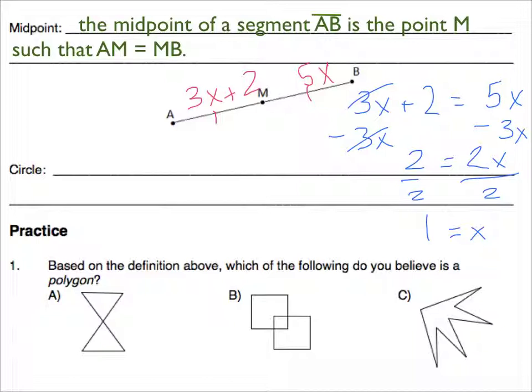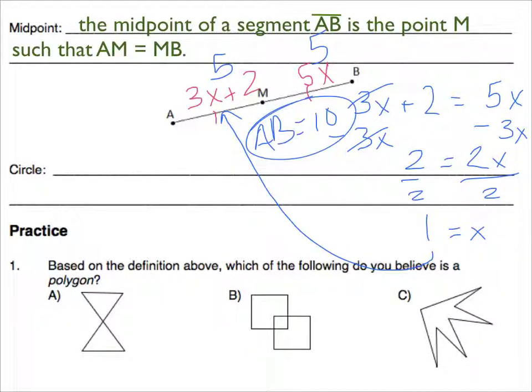Now remember, we wanted to know the length from A to B. So now if we take this 1 and plug it in, 3 times 1 is 3 plus 2. From A to M is 5. 5 times 1, x is 1, is 5. So from A to B is how far? 10. 5 plus 5. So we can solve that AB equals 10. Sorry, it's a little bit sloppy on this iPad screen.